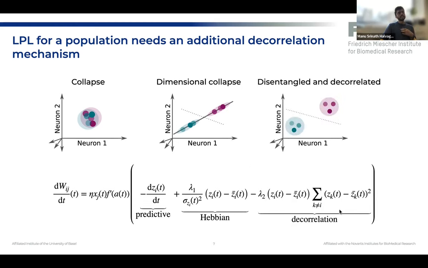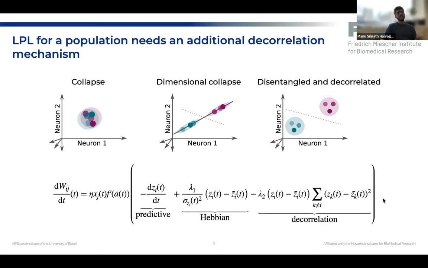So we add an additional term to our learning rule that decorrelates the activity of different neurons. And in ANN terms, it's basically saying that all the units in a single layer should learn different features. Of course, this means this term is no longer neuron local. It's not local to a single neuron, but it is local to the population. But it's not local because it needs to know the activity of every other neuron in the population.